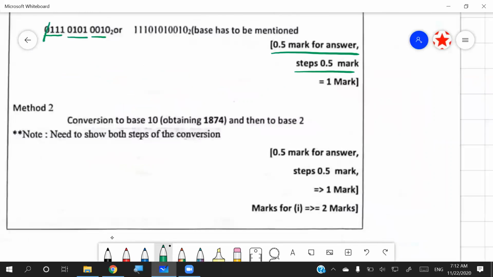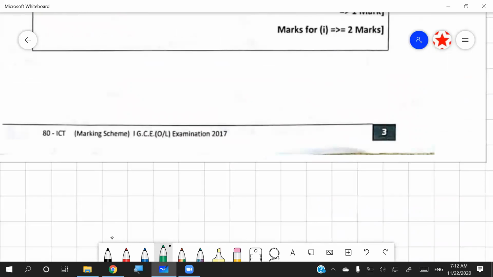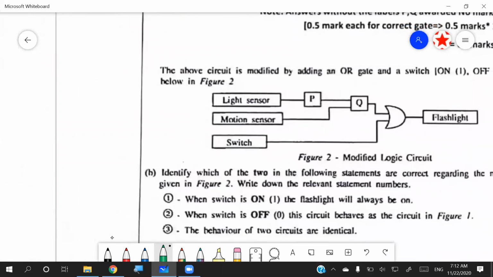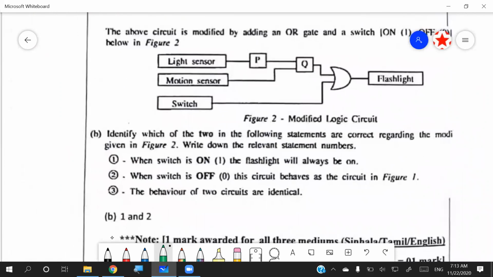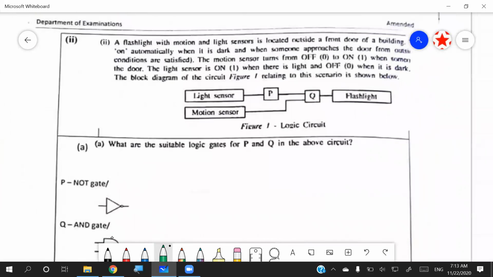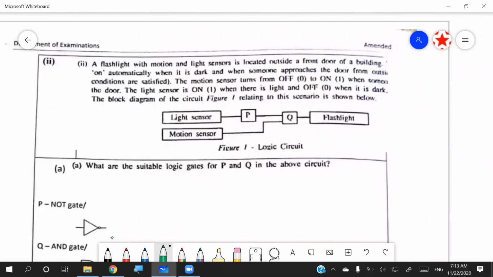Right, moving to the second question. In the second question, they are talking about a logic gate, right? So this question describes that there is a light sensor and a motion sensor, and this light and motion sensor is helping to light up a flashlight, right? So the moment that the flashlight is lit up is described over here, right?